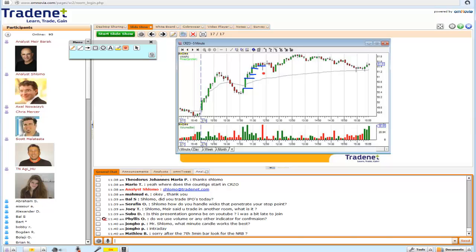Joy May said you trade in another room. Yeah, I'm actually leading our international room every day, which is another room, but it's all handled in Hebrew. All right, it's all in Hebrew, and this room is all in English.